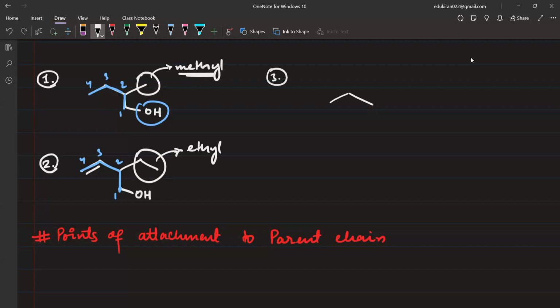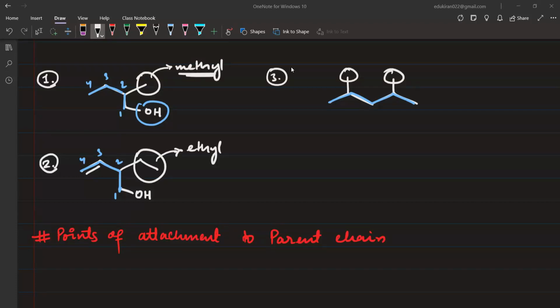Now, one more case I will tell you. For example, if you have something like this, the parent carbon chain will be pent. Now here you have two substituents. So what is the substituent here? What will be the name when you have two carbon atoms like this? Yes, Tarif, correct. Khatun, yes, correct. Very good.